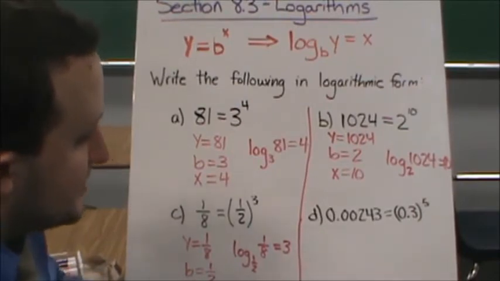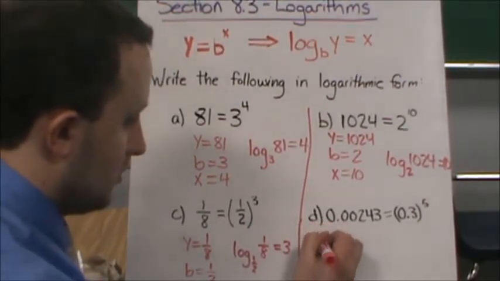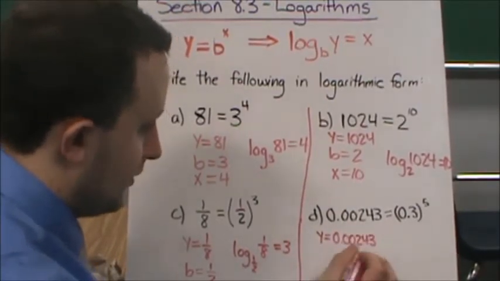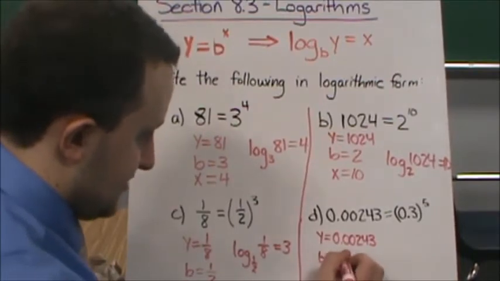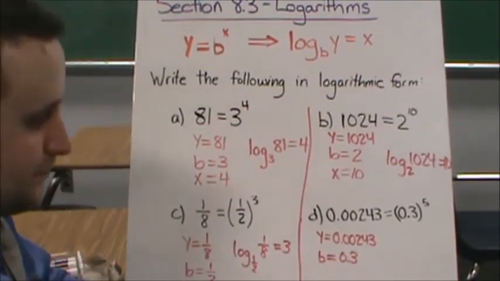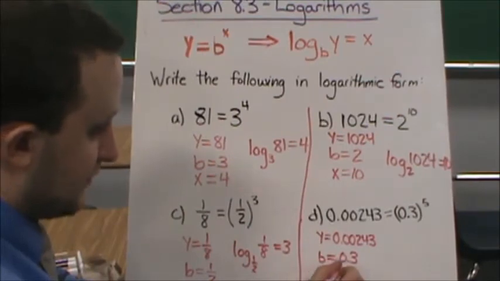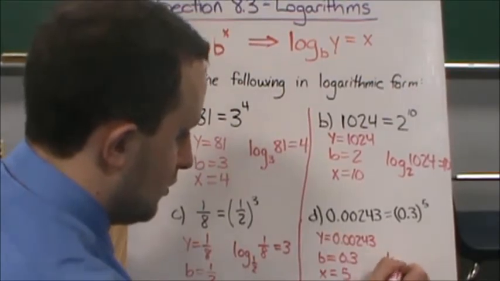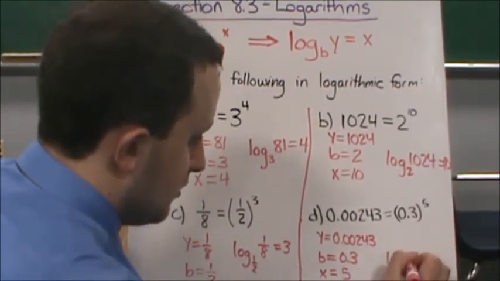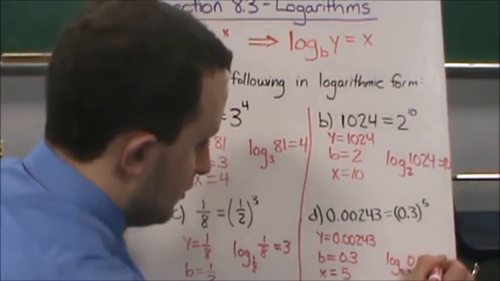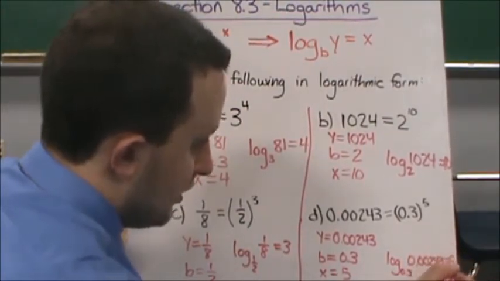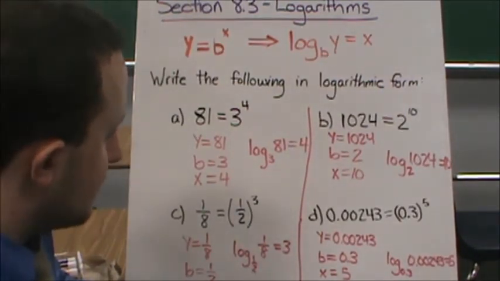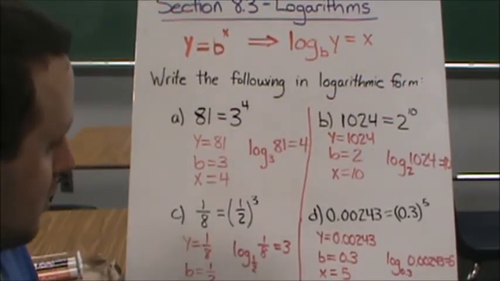The last one, the decimal example. Our y value is 0.00243. Our base is 0.3. And our exponent x is equal to 5. So we would get the following logarithmic form. Log base 0.3 of 0.00243 equals 5. Nothing too complicated, just converting from an exponential form into logarithmic form.